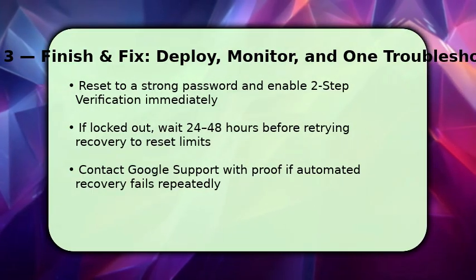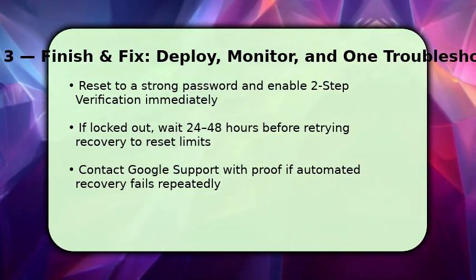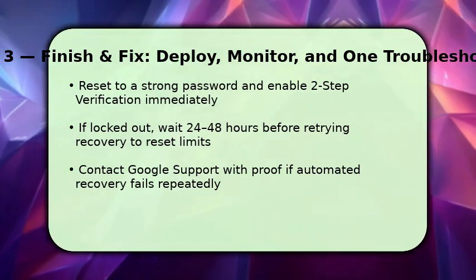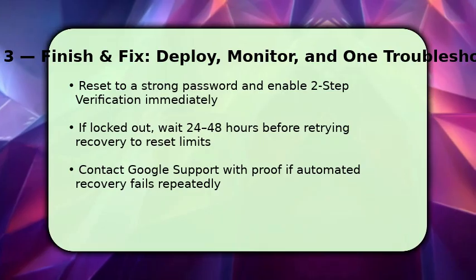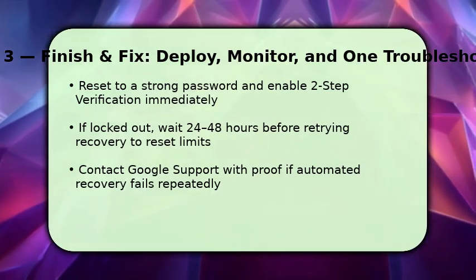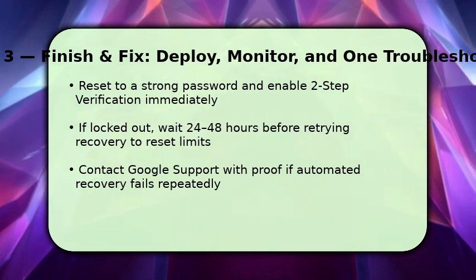If the automated flow fails, stop making repeated attempts. Rate limits mean waiting 24 to 48 hours often clears temporary blocks. If that still fails, contact Google support and be ready to submit ID or account creation proof. This manual review resolves persistent lockouts. One final tip: avoid VPNs or new locations during recovery to reduce flags.